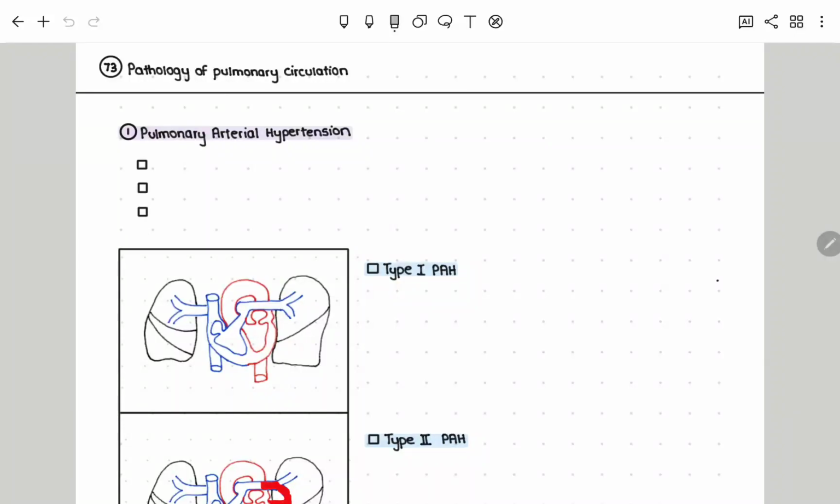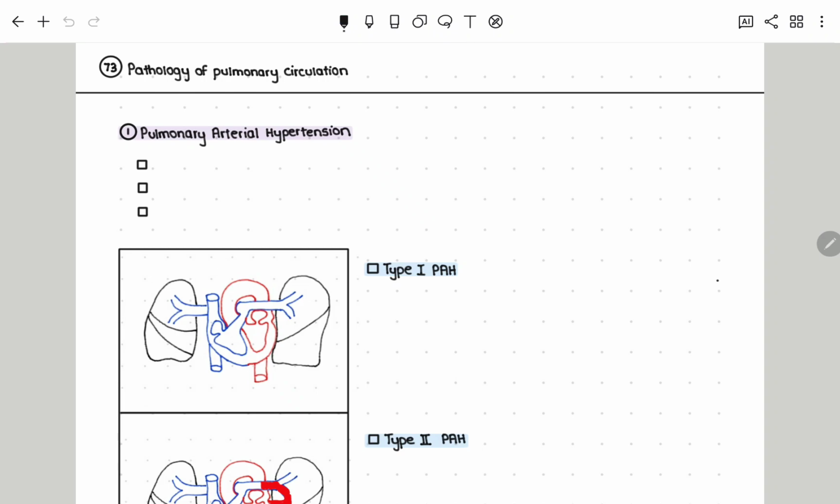Question number 73, pathology of pulmonary circulation. In this question, we're going to cover 4 different types of pathologies related to the pulmonary circulation. And as you would be expected to do in your exam, I'm going to follow the framework of defining the disease, classifying where applicable, discussing the etiologies, and finishing up with morphological changes and complications that you should know for each of these disease processes.